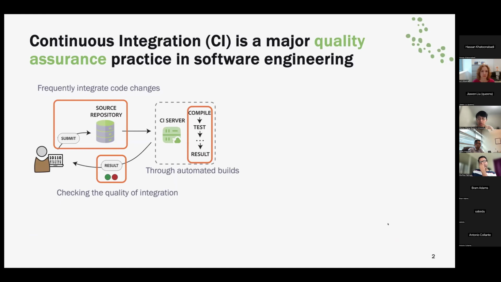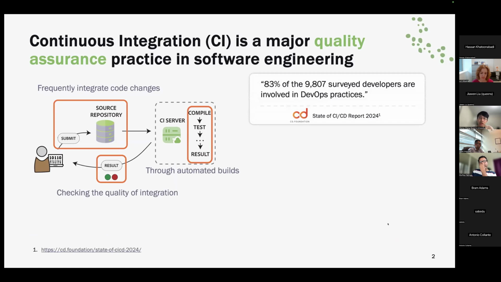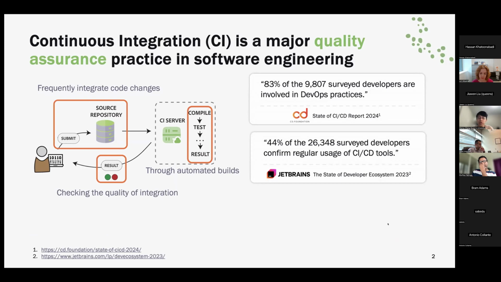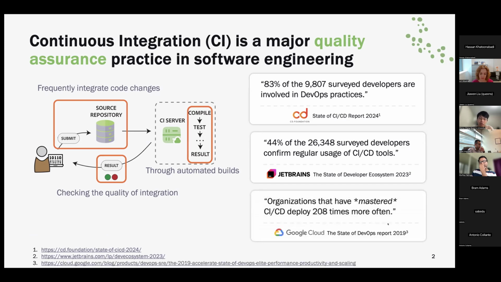So CI is a widely used practice in industry. Actually, according to a report by City Foundation, 83% of surveyed developers are involved in DevOps practice, and CI is the core component of DevOps. Another report by JetBrains pointed out 44% of the surveyed developers confirm regular usage of CI/CD tools. So CI is not just widely used in industry, it also benefits the development effectiveness a lot. A report by Google Cloud suggests organizations that have mastered CI/CD deploy 208 times more often than the rest.